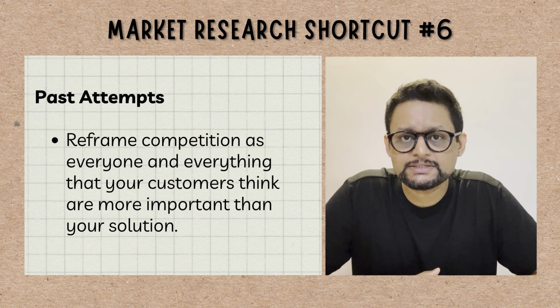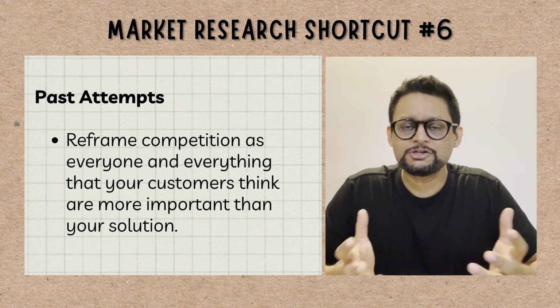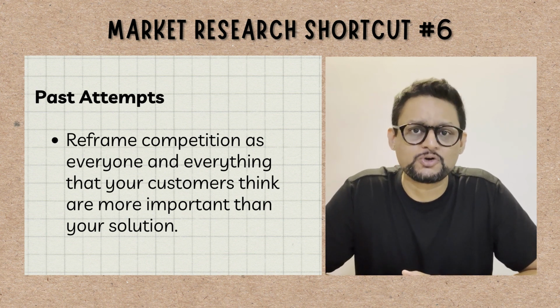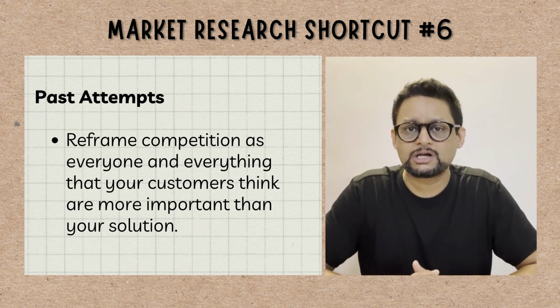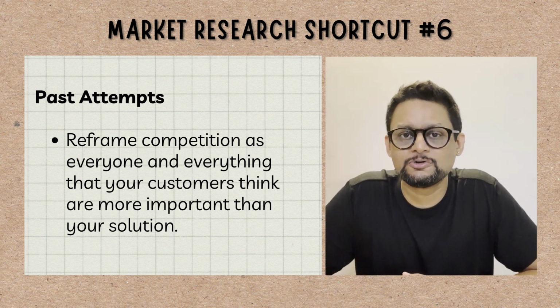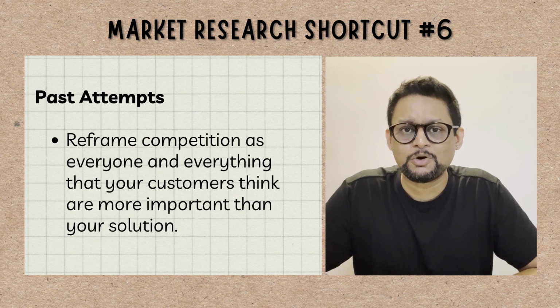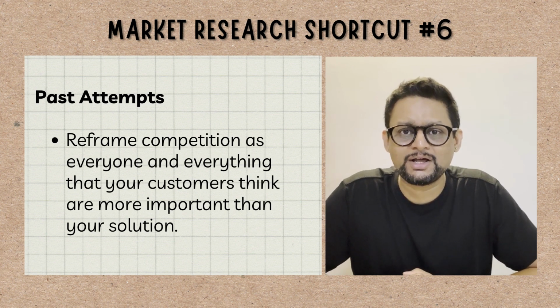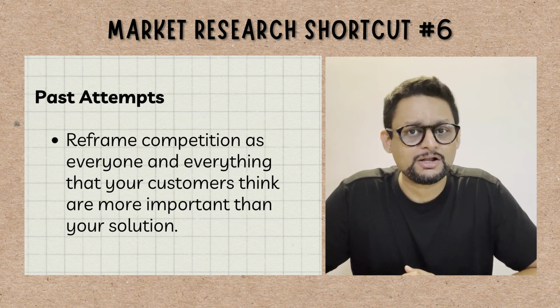The shortcut number 6 is past attempts. It's important to know what your clients and customers have tried before either giving up or coming to you and looking at your solution. And in this context, it's important for you to reframe your competition. What you're competing with is not just other businesses making products like yours. What you're really competing with is time. In other words, what are your clients and customers trying in order to fix the problem that may not be a product just like yours?